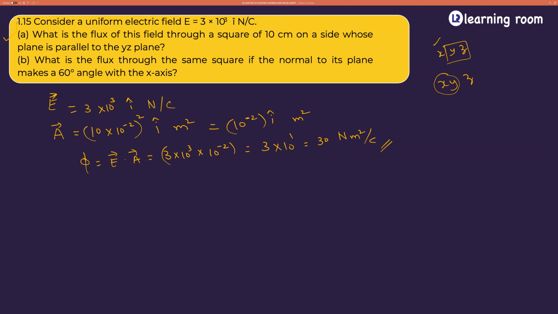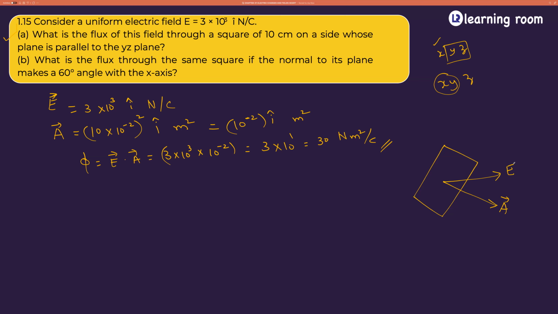Okay. So if you draw it right, the square is going to look something like this. So this is going to be the area vector. So what did they say? What is the flux through the same square? The same square, if the normal to its plane. So this is the plane, and the normal to the plane is like this. Normal to the plane makes an angle of 60 degrees with the x-axis. Right?